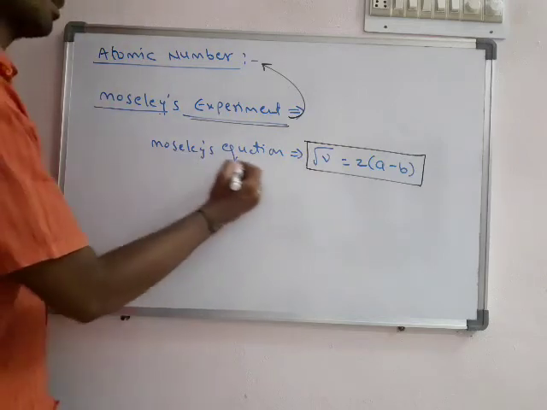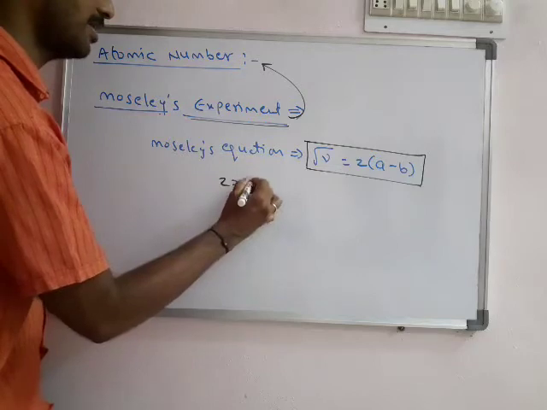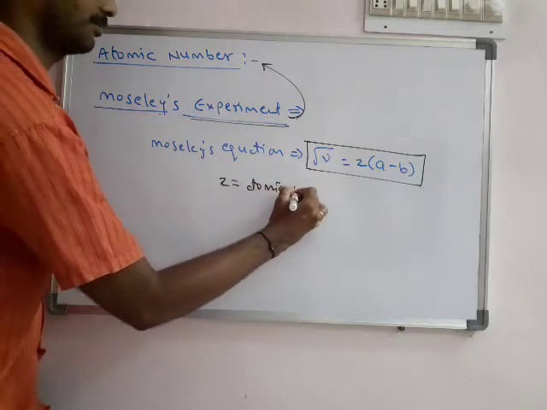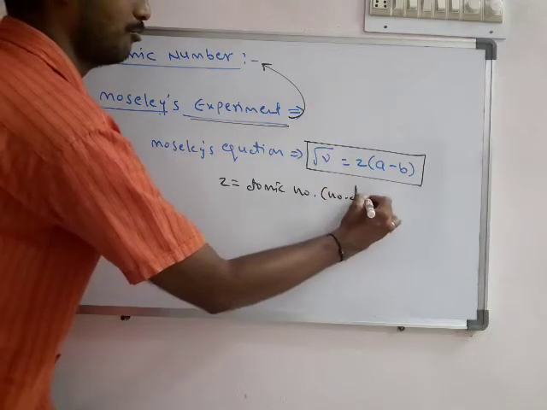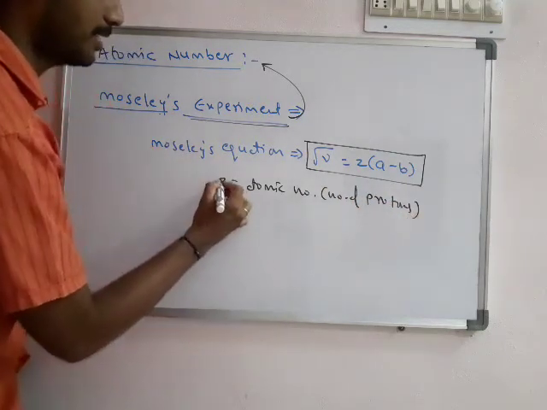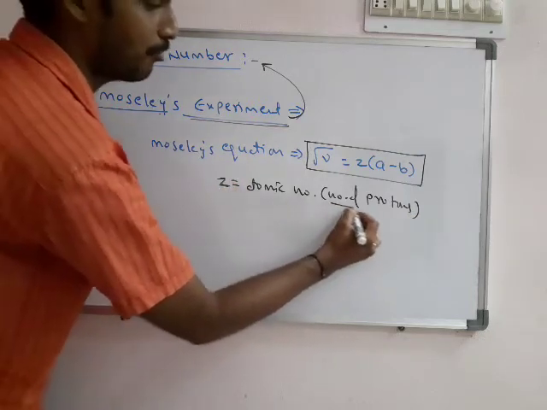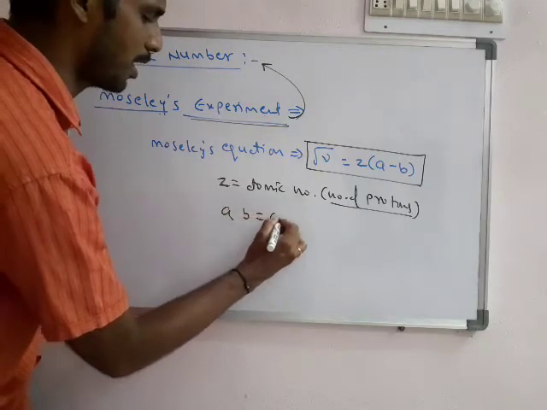In the given equation, Z is the atomic number. What he treated it as is the number of protons. He gave the word atomic number for the number of protons present in the atom. Here a and b are constants.